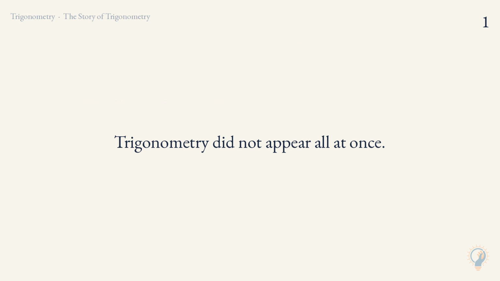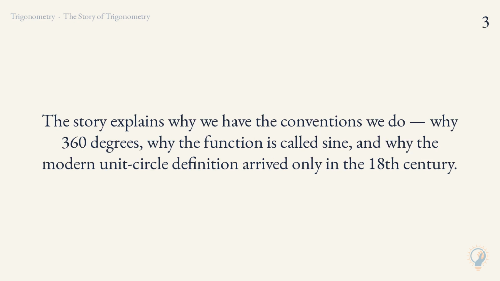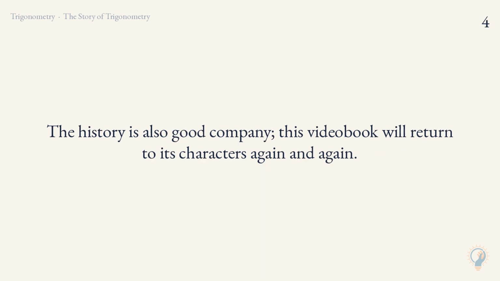Trigonometry did not appear all at once. It grew over more than 3,000 years across at least 4 civilizations, each contributing one essential piece. The story explains why we have the conventions we do: why 360 degrees, why the function is called sine, and why the modern unit circle definition arrived only in the 18th century. The history is also good company. This video book will return to its characters again and again.